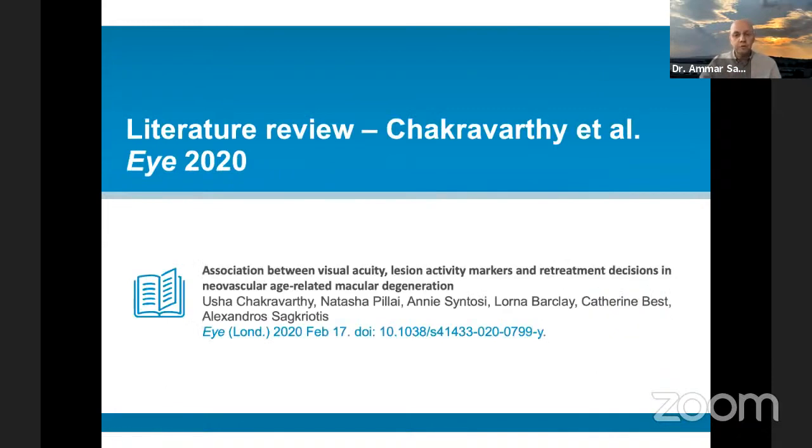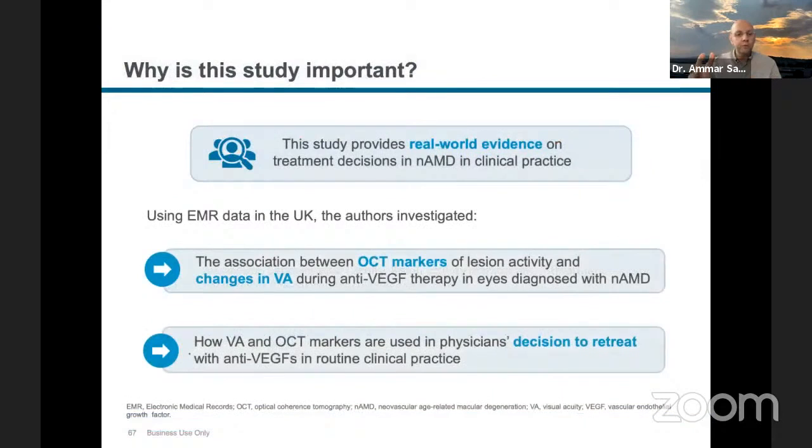And if you review the literature, and this is a very important study that we're going to look at in the UK, they took these patients and looked at two objectives. First of all, the OCT markers that we're talking about, the presence of the fluid in all these compartments, and the visual acuity: are they correlated with each other or not? And the second objective was the decision-making for doctors. So what are doctors actually relying on to decide to retreat or not?